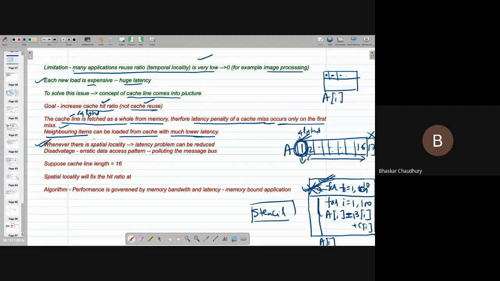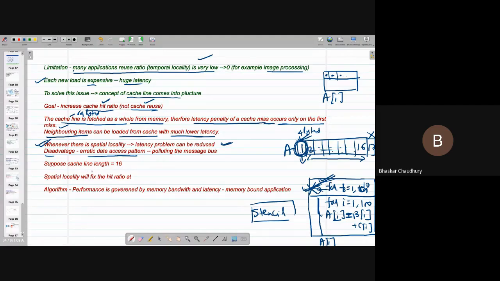So whenever there is spatial locality, the latency problem can be reduced. Disadvantage: erratic data access pattern. It's not necessary that you will always have a nice pattern like this, that after A1 comes A2, A3, A4. There can be an erratic access pattern. You are accessing A1 and then you are accessing A50. That time it is not going to help you, because it always loads the adjacent 15 elements. I'm just talking about a single precision number, if each one is 4 bytes.